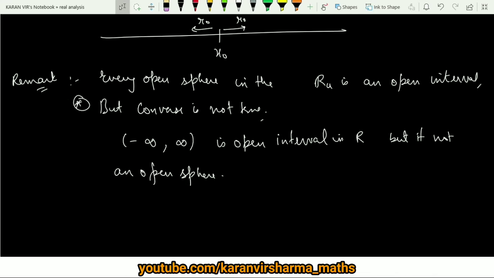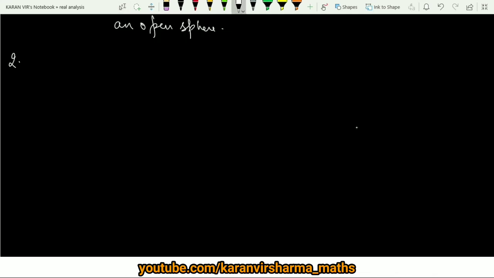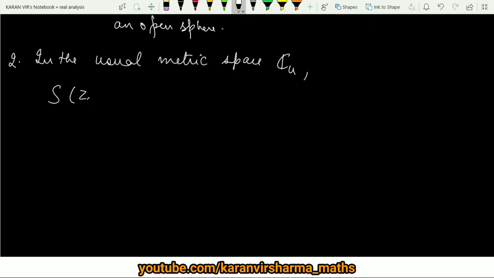Now let us consider a few more examples. The second example is also about the usual metric space. Now I am going towards the complex field. If we are talking about the open sphere in the usual metric space C, that is C under usual, the open spheres in this case are those centered at any complex point, that is z naught, and let the radius be r.